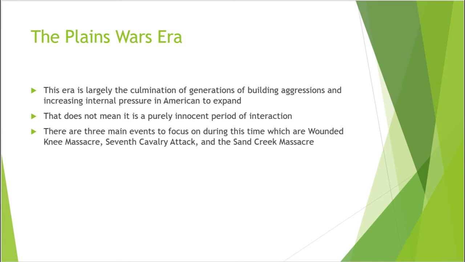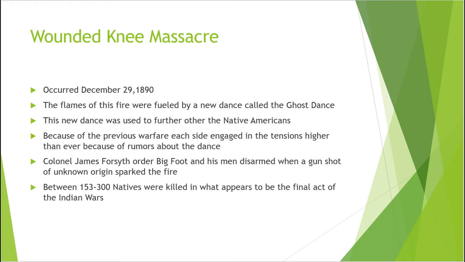Now I will address the Plains War era. This is an era largely of the culmination of generations of building aggressions and increasing internal pressure in America to expand. That does not mean it is a purely innocent period of interaction. There are 3 events to focus on during this time, which are the Wounded Knee Massacre, the 7th Cavalry Attack, and the Sand Creek Massacre. In this next section, I will tell the events out of chronological order, but instead in importance and most closely relating to events of genocide.